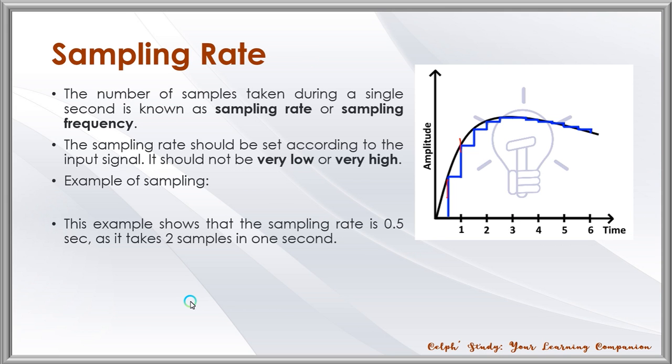Next one, we have your sampling rate parameter. The number of samples taken during a single second is known as sampling rate or sampling frequency. So, take note, kapila ka mag-sample in 1 second. That is your sampling rate. So, the sampling rate should be set according to the input signal. It should not be very low or very high.